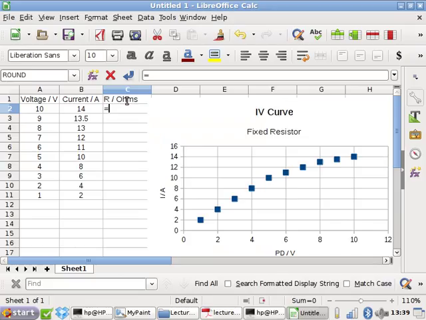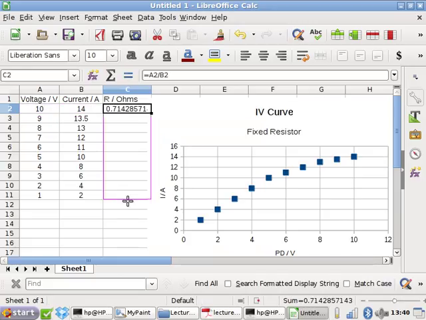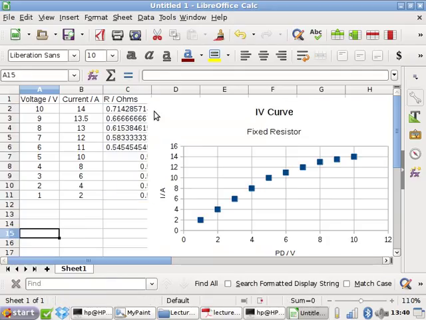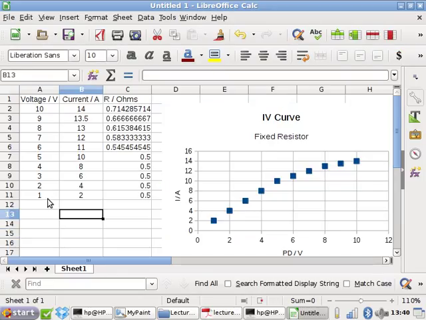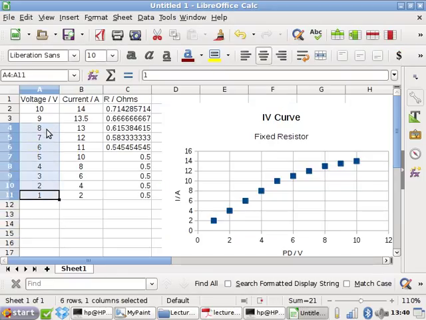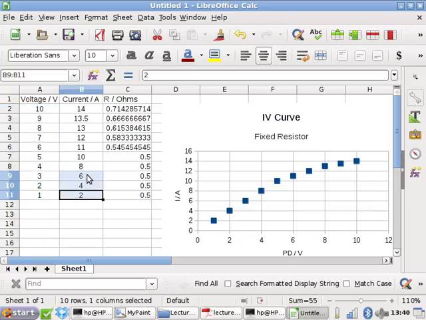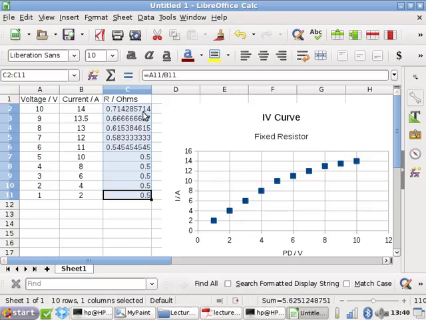But this isn't that hard because what's the formula for R? V over I, isn't it? Yeah, V over I. So look what's happening. As I increase the voltage, I get the current to increase, and I also get the resistance to increase as well.